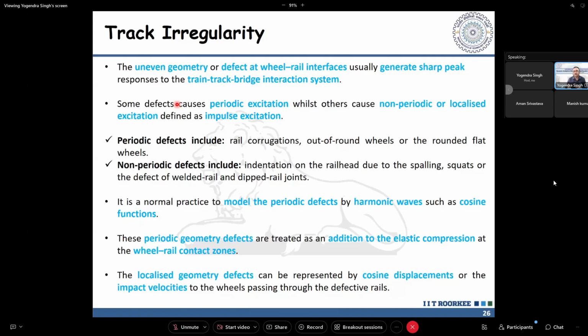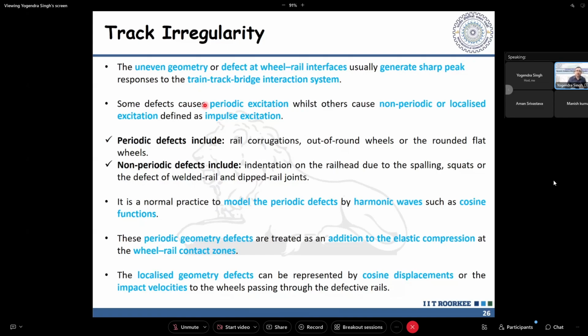And normally the train wheels should be perfectly circular, but due to movement, wear and tear, there can be either some flat portions or some kinks. So due to that, there will be vibrations. Similarly, there can be irregularities in the track itself.